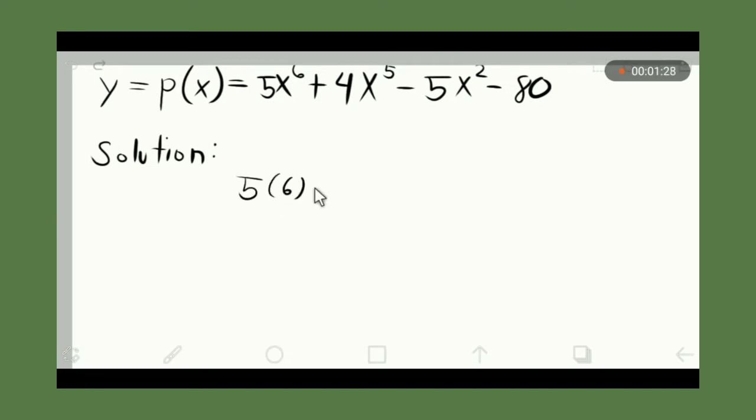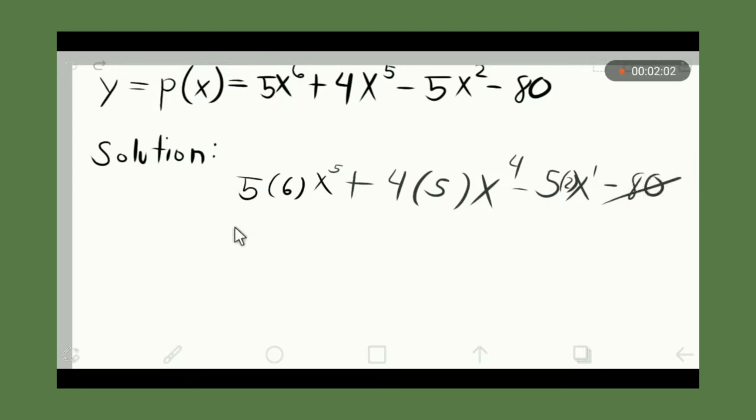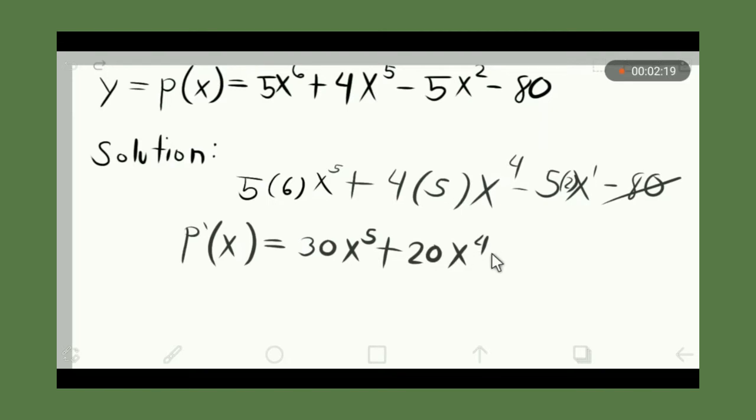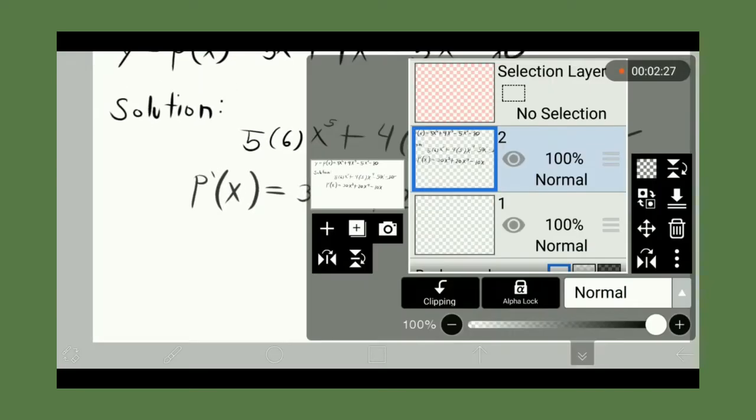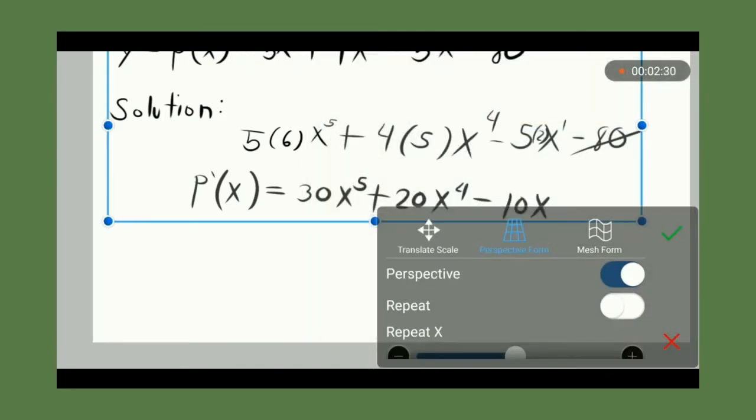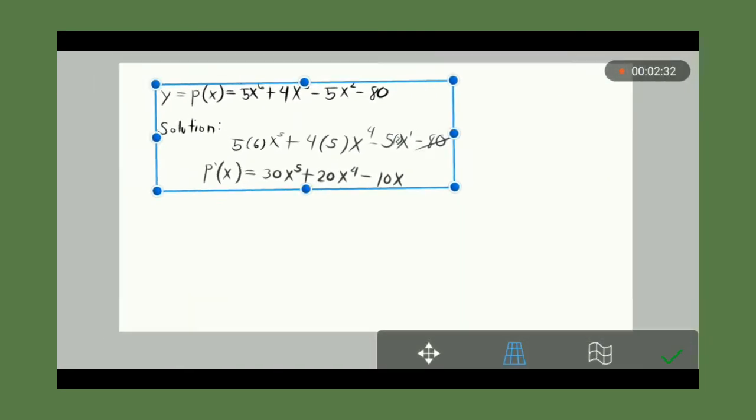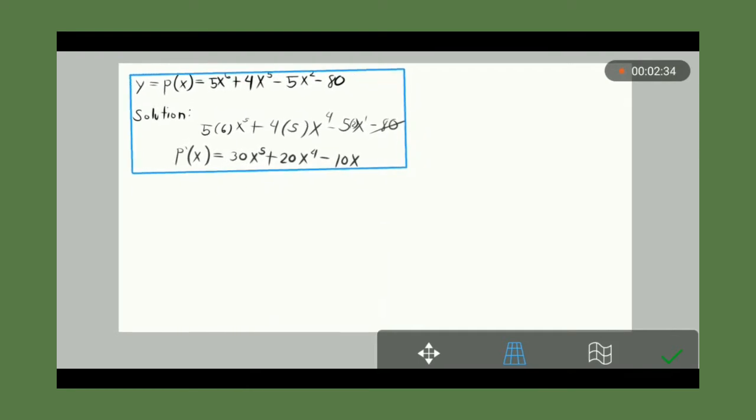And now we just multiply 6 to 5, 5 to 4, 2 to 5, and cancel 80. And now we have our first derivative, which is 30x to the power of 5 plus 20x to the power of 4 minus 10x. And now we just continue doing this until our highest derivative becomes 0.